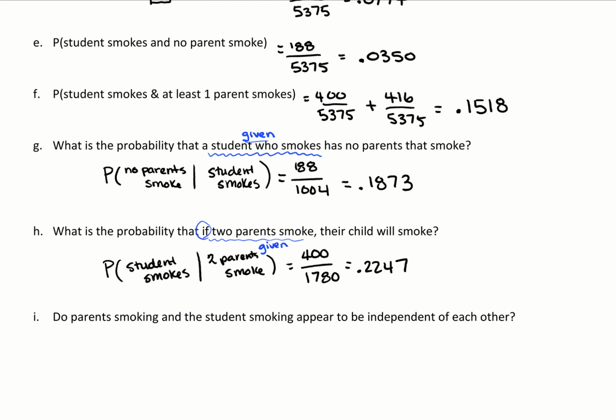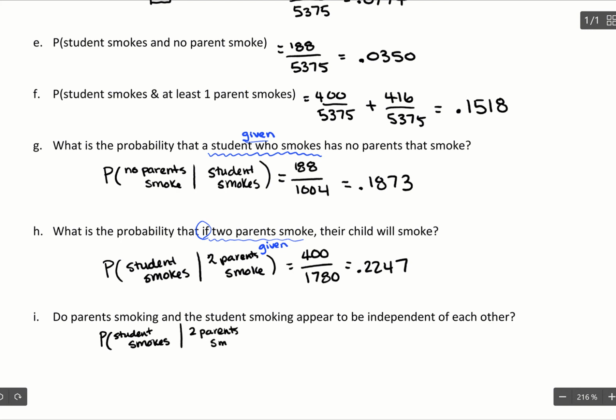For this next one, what we're going to do is try to prove independence. So to do this, what we'll do is just choose a conditional probability. Since we've already calculated a few, we could just use what we know already. Let's use our results from part H. So we know that the probability that a student smokes given two parents smoke is 0.2247. Now, if we have independence, what that would mean is that it shouldn't matter what our given event is.